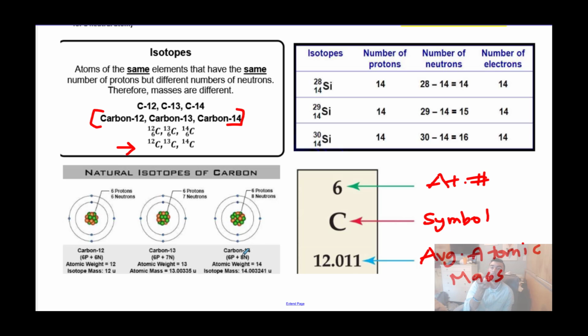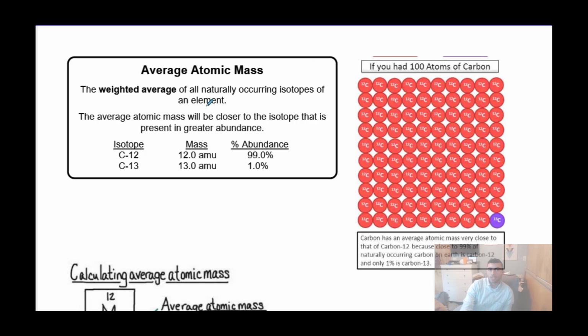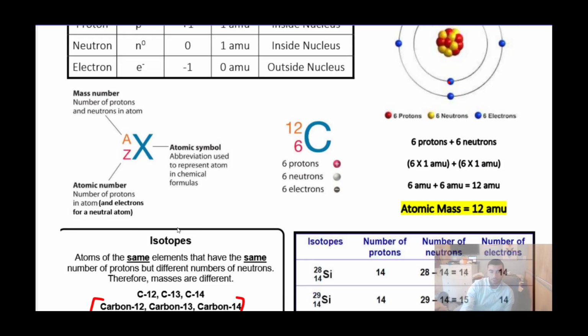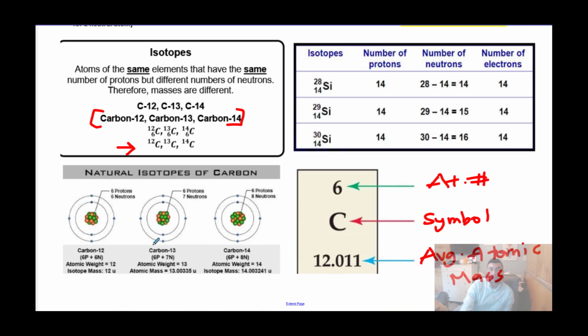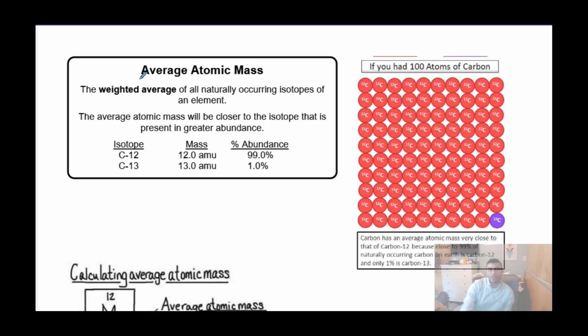But if we pick up a lump of charcoal, let's say, that's all carbon, the distribution of carbon atoms or carbon isotopes in that charcoal follows a very specific ratio. We call that percent abundance. So the percent abundance of carbon 12 to carbon 13 to carbon 14 is going to allow us to figure out what that average atomic mass is. So average atomic mass is the weighted average of all the naturally occurring isotopes of an element, and it's going to be closer to the isotope that is present in greater abundance.